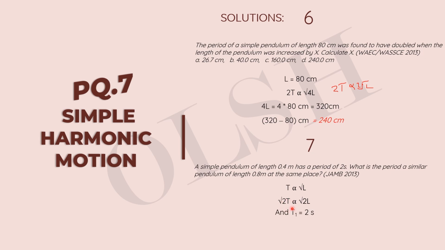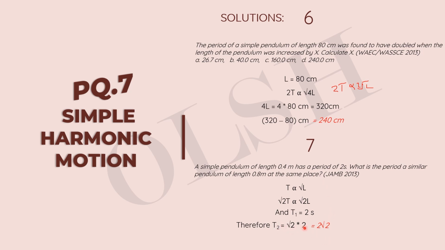So this will give us T1 equal to 2 seconds. Since T1 is equal to 2 seconds from the question, automatically we have our T2 to be root 2 times 2 seconds, which will be 2 root 2. If you check the options for that question, you're going to find 2 root 2 as part of the options, and that's the answer.